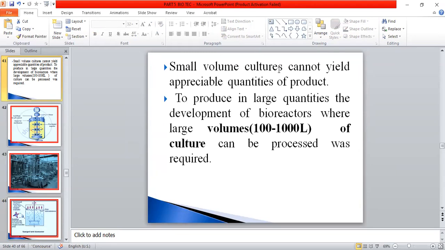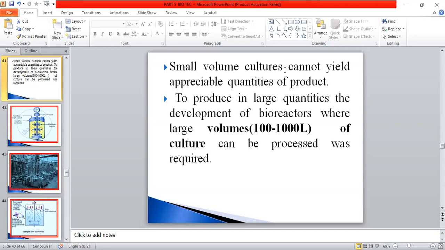That is very, very important. That is not good quality. Suppose we are taking a 10 ml culture, the yield will be a very small amount. Suppose 100 ml, you will get 10 ml. 1 liter, you will get 100 ml. Likewise, you can imagine. If the volume is very small, the product quantity is also very small.